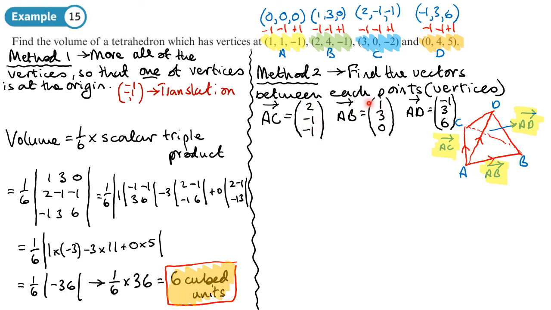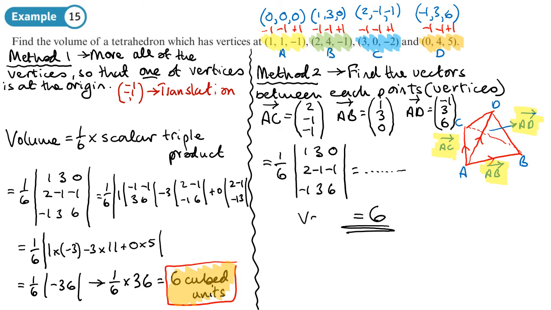So these vectors we've worked out effectively are the same. A, B, there we go, is that one. A to C, there we go, there's there. A to D is that one. Yeah, so you'll see why this works, because when we put this in, we're going to be doing exactly the same calculation. 1/6 of, so if I put AB at the top, and then AC, and then AD, okay, we can see it's exactly the same. So we're still going to end up with 6 as the volume.